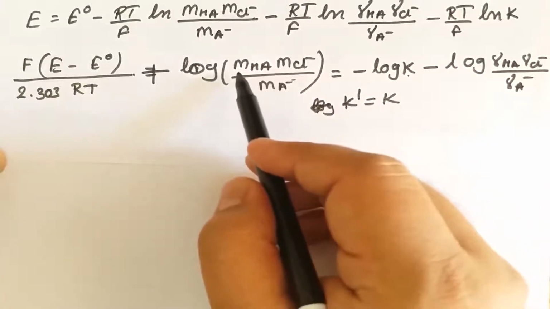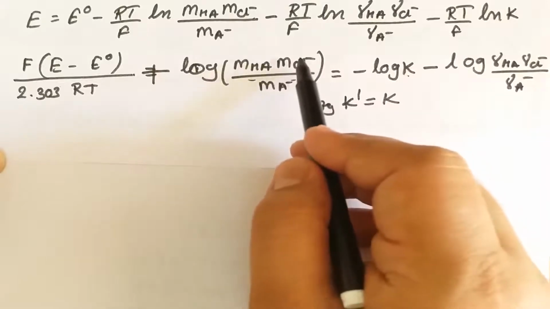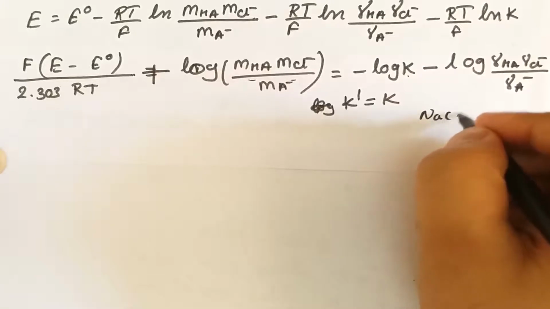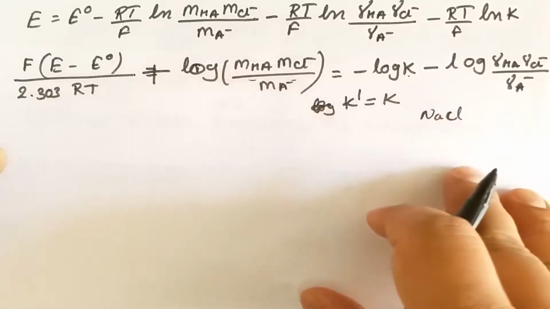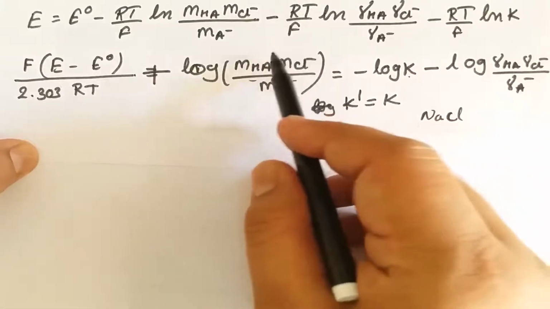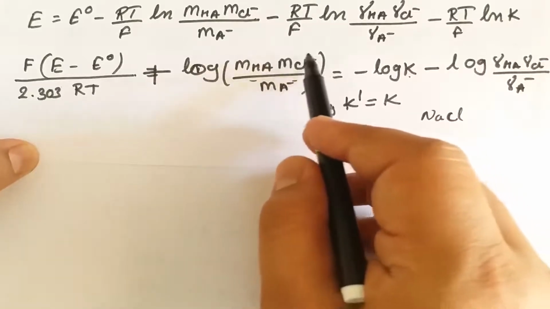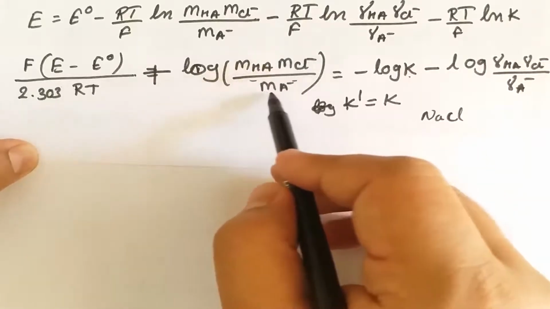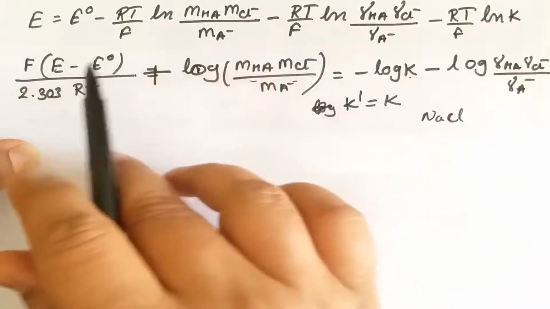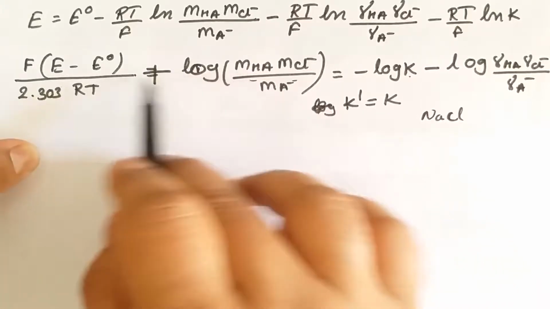Also, by knowing the molality of HA, that is undissociated weak acid, m of Cl minus is nothing but, if we consider that the NaCl in our cell dissociates completely, then the concentration of the NaCl will be equal to the molality of Cl minus, so that is known, and the molality of A minus is also known. So over here we can easily determine the value of both the terms which are present in the left hand side of the relation.